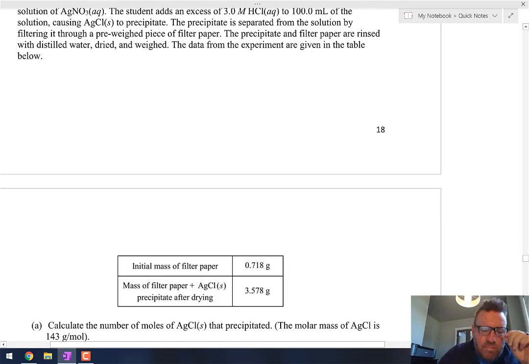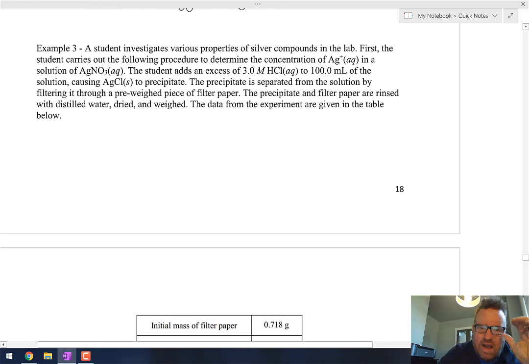Okay, one more. Again, another lab scenario here. It says a student investigates various properties of silver compounds in the lab. First, the student carries out the following procedure to determine the concentration of silver ions in a solution of AgNO3. The student adds an excess, we know what that means now, extra, right? 3 molar HCl to 100 milliliters of the solution, causing AgCl to precipitate. We kind of already saw one similar to this earlier.